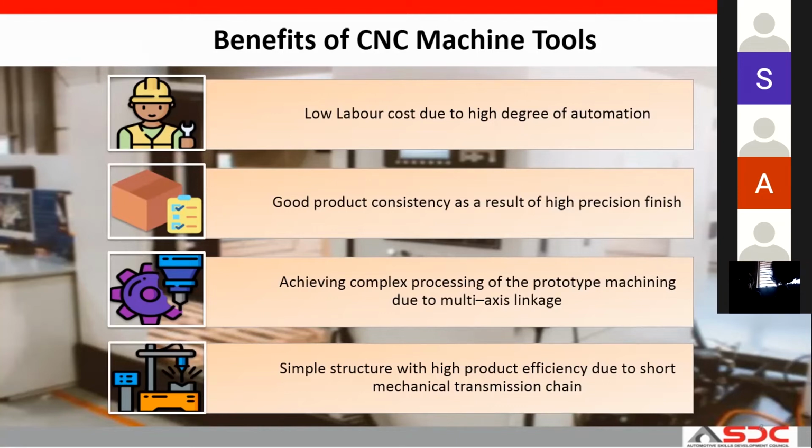But in the modern requirement, the user's environment needs exact size with accuracy and repetition of the articles. It's today's need. With materials technology, we need to cover the tools accordingly. Like if we want to cut high hardened steel, we have modern tool technology for that. So that is an advantage with CNC. And then simple structure with high product efficiency, as the mechanical transmission chain is very short, unlike manual machines. So these are the benefits of CNC machine tools.